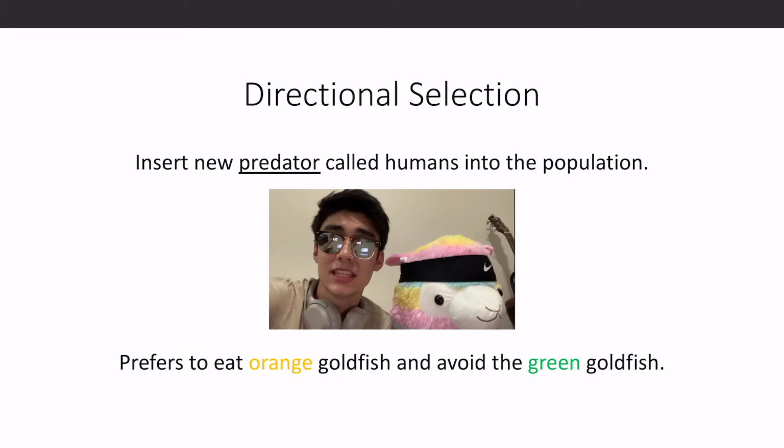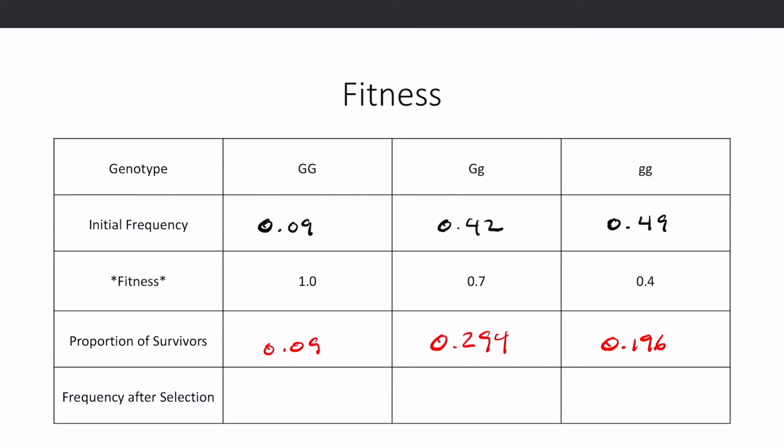Now we're going to undergo selection in our population, and in this case we'll be undergoing directional selection by inserting a predator into the population. And this predator is going to be a human, and that's just a picture of me because I'm a human. And this human prefers to eat orange goldfish and avoid the green goldfish, and we're going to see what happens when this occurs in the population.